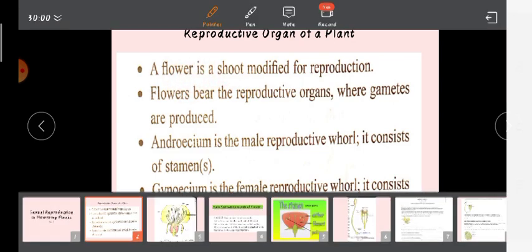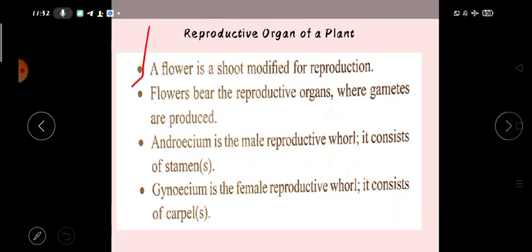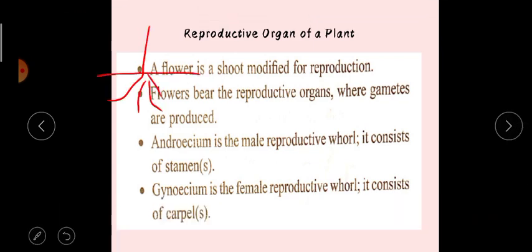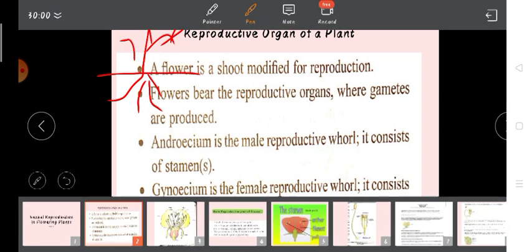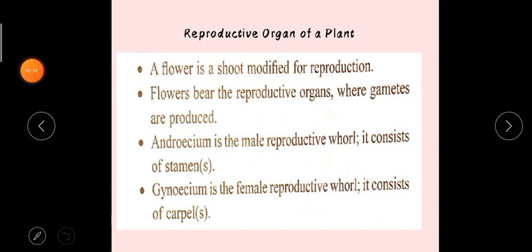Shoot means, in a plant there are two parts. You already know this. One is your root and the other is your shoot. Here the leaves are there; these things are the shoot. The portion of the shoot modifies to produce a flower. The flower contains the reproductive organs, and in these organs the gametes are produced. Like human beings have their own reproductive organs, similarly flowers have their own reproductive organs, and in these organs gametes are produced.